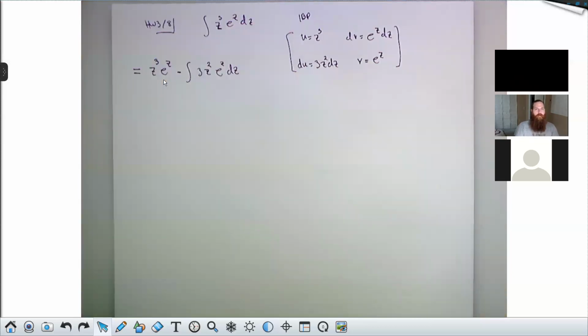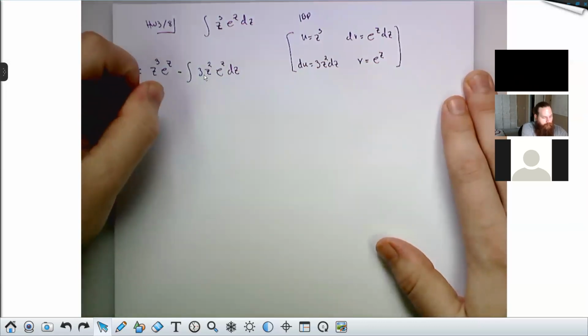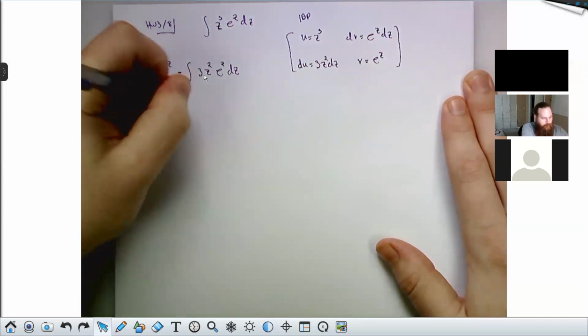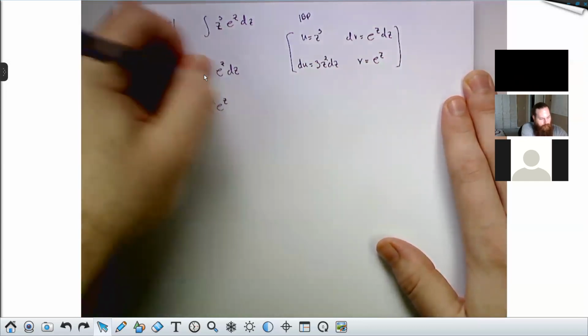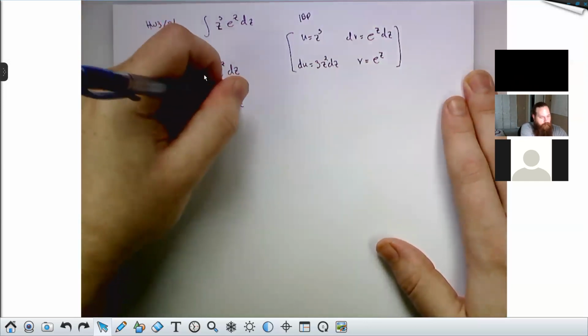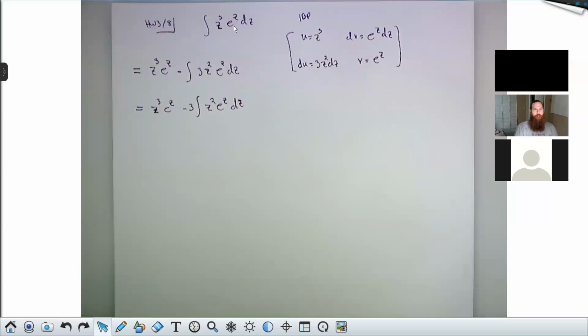A word to the wise, cross your z's. Otherwise, they look like 2's. You can pop out the 3. And what you notice is that this integral is actually similar to the integral you started with. Z cubed e to the z, z squared e to the z. The net effect of running integration by parts once, you spit out this chunk and you reduce the power of the polynomial by 1. It still has the overall same shape, polynomial times exponential.